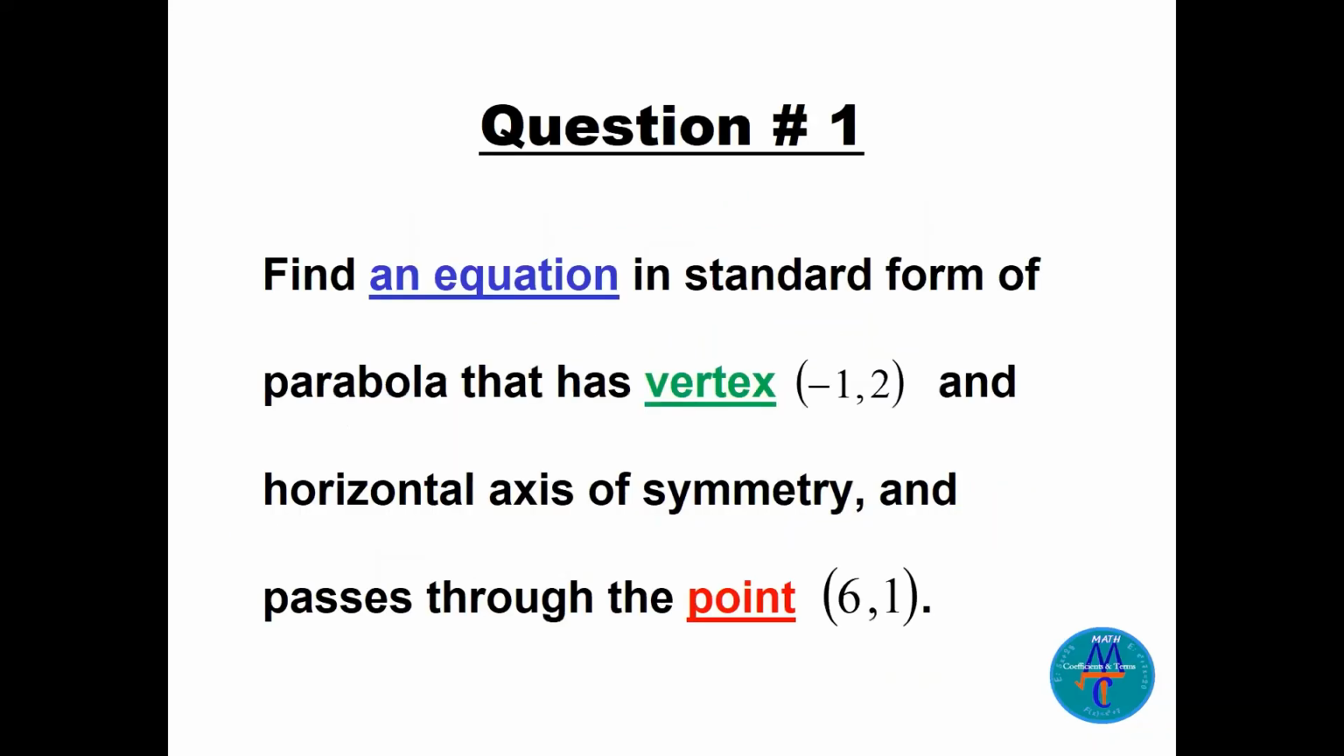Let me show you now the first 5 questions. Part 1. This is the question. Find an equation in standard form of the parabola that has vertex (-1, 2), horizontal axis of symmetry, passes through the point (6, 1). Try it, see the formulas, and then you can check the answer.